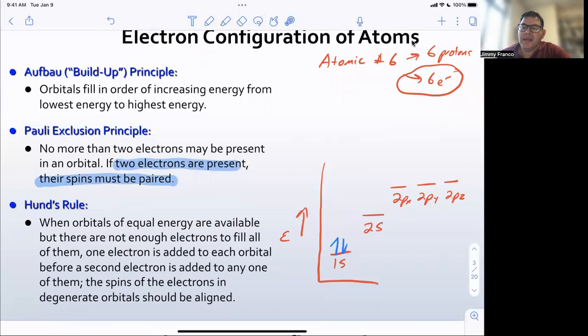The way we highlight that is we put these arrows in opposite directions. All right. So just like magnets, right? You won't put the same charge of a magnet against each other because they'll repel. Instead, you put the opposite charges and they attract. Same thing here. So we're going to have one spinning one direction and one spinning the opposite. And that's how we show that they're paired.